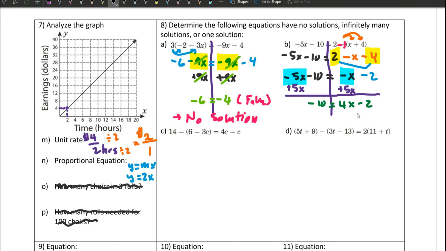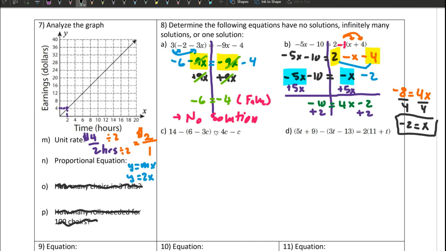Then continue solving for x. You're going to add 2 to both sides. Negative 10 plus 2 will give you negative 8 equals 4x, right? And then we continue solving for x. You're going to divide by 4 on both sides. So negative 2 equals x, or x equals negative 2. Okay, so that's it for problem B.